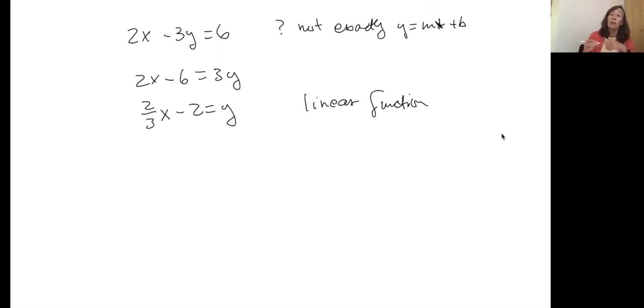So we're going to be moving in the next lessons, the next units, to think about functions that represent more complicated relationships than linear ones.